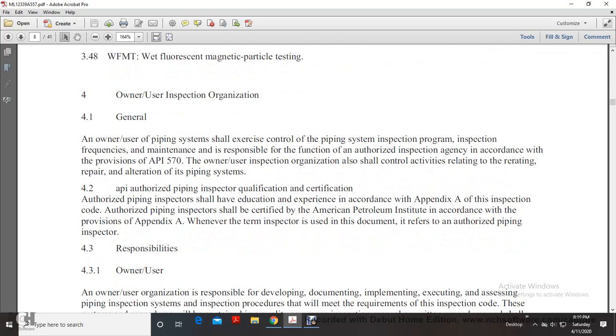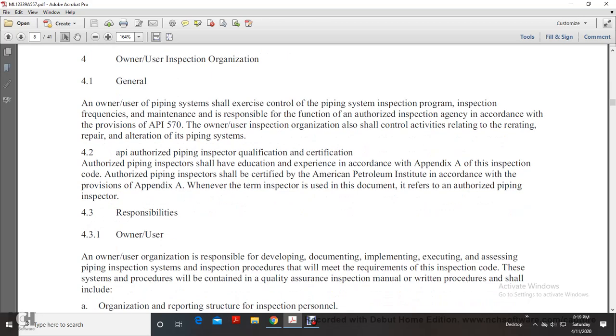API authorized piping inspector qualification and certification. The piping inspector shall have the education and experience in accordance with Appendix A of the inspection code. An authorized piping inspector is certified by the American Petroleum Institute in accordance with the provisions of Appendix A. Whenever the term inspector is used in the document, it refers to the authorized piping inspector.